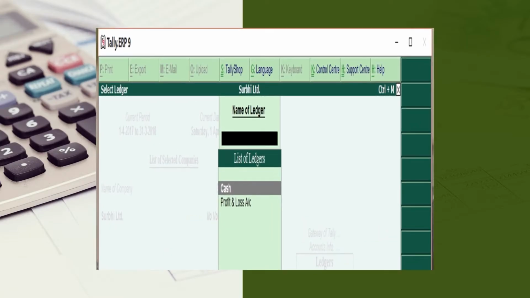On the screen, you can see that the company Surbhi Limited has been opened in Tally ERP9. In the list of ledgers, only two ledgers are being reflected, that is cash and profit and loss. As already told, these two ledger accounts are by default in Tally ERP9, so you don't have to create them. Please note this important point.